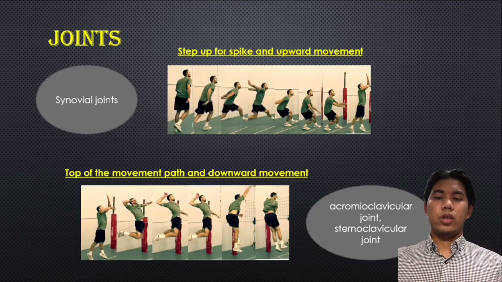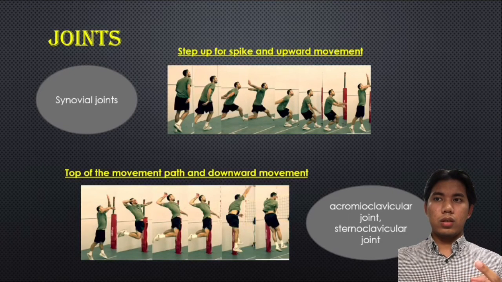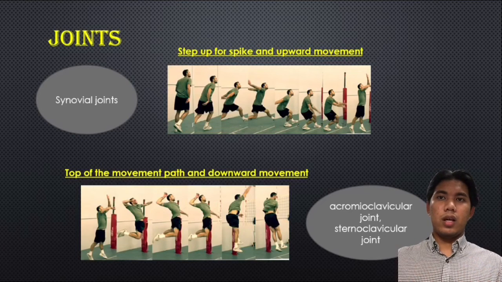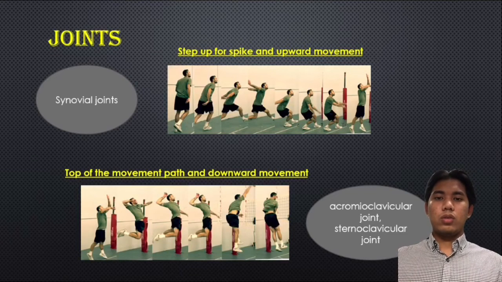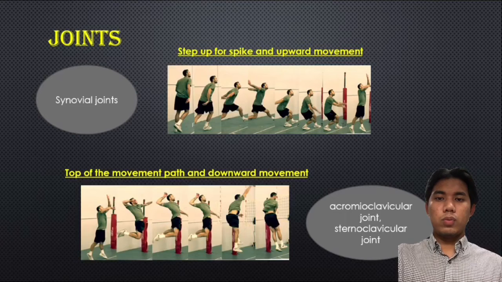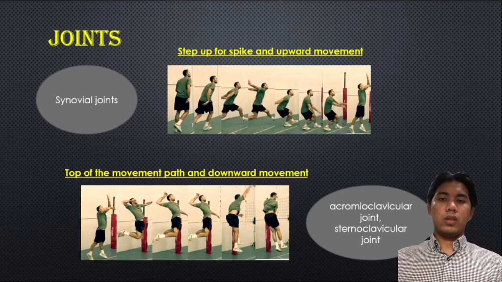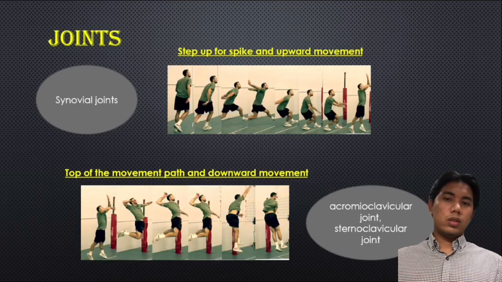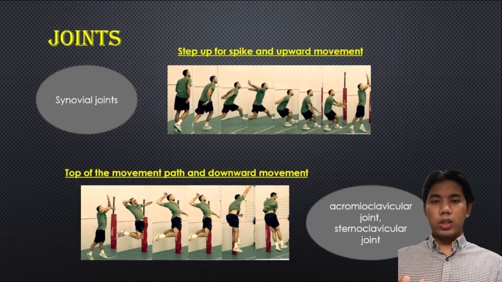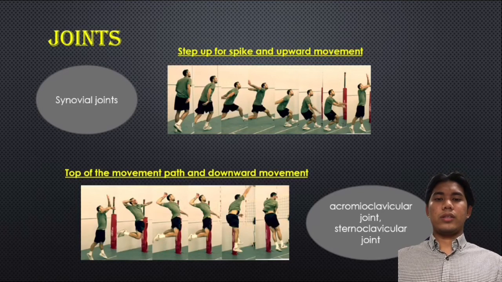Alright, joints. This one is for phase 1 and phase 2, which are the setup for the spike and the upward movement. In order to strike the ball quickly with a volleyball spike, athletes must jump up and load power through their arms. Synovial joints, such as hinge joints in the knee and elbow, ball and socket in the shoulder, and condyloid in the wrist, are used as the main joints of a volleyball spike.